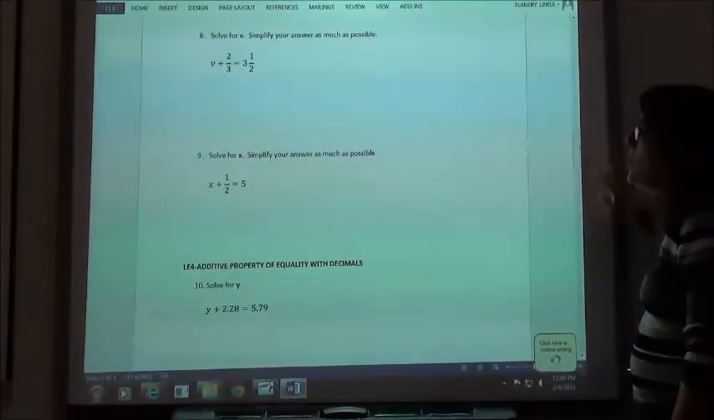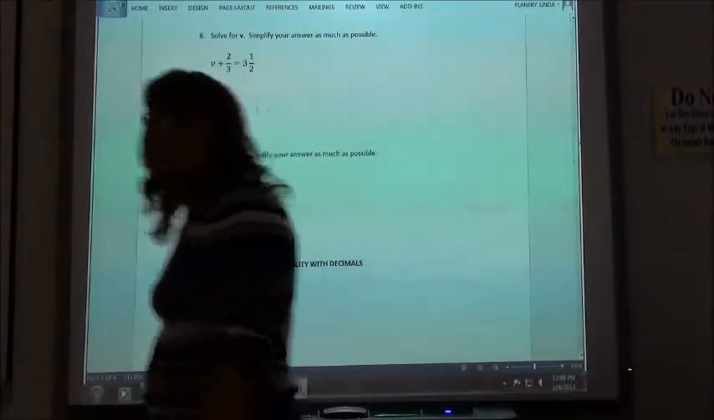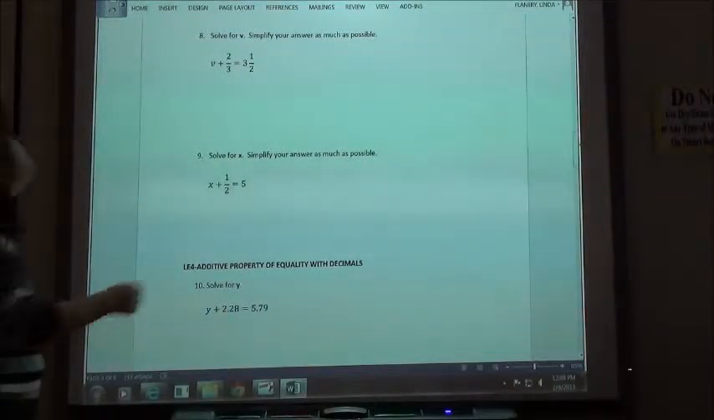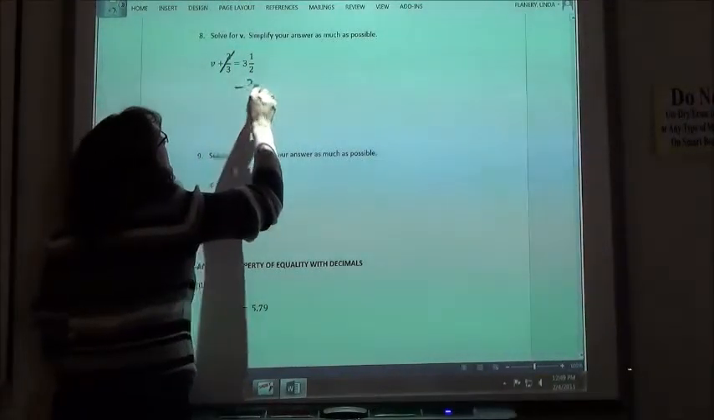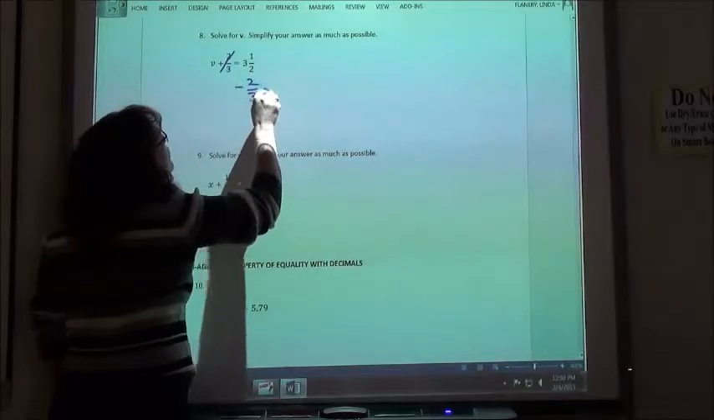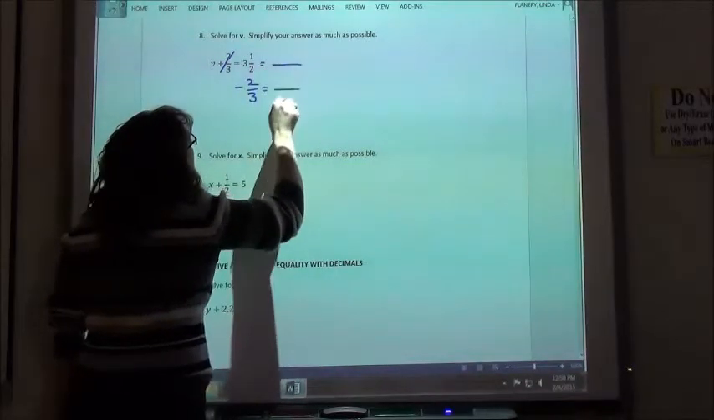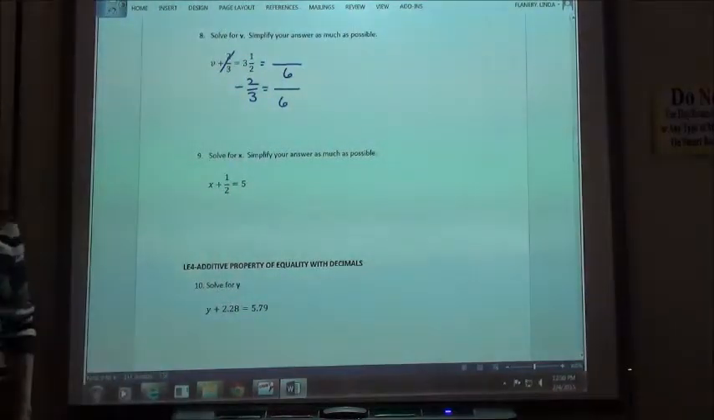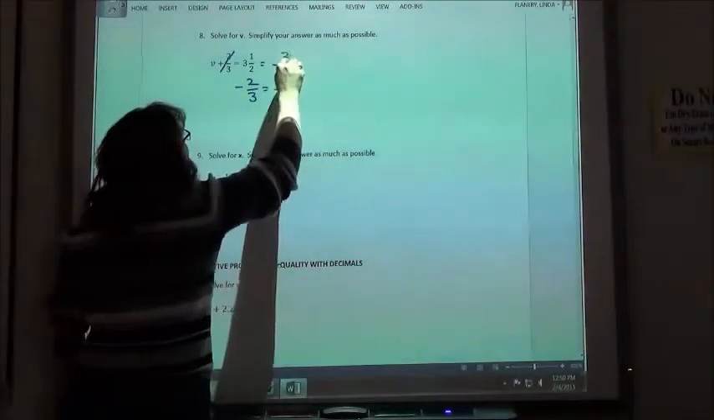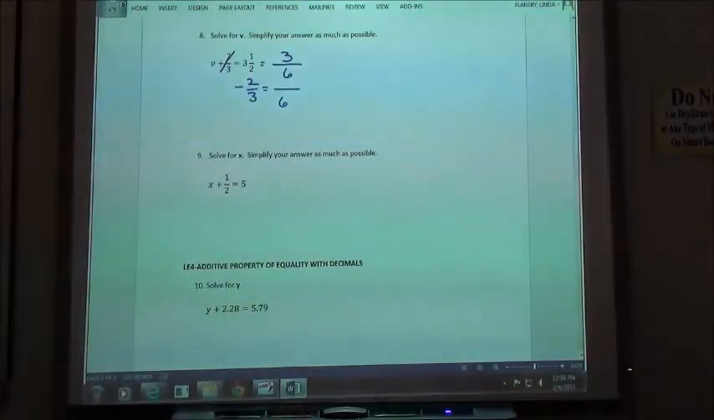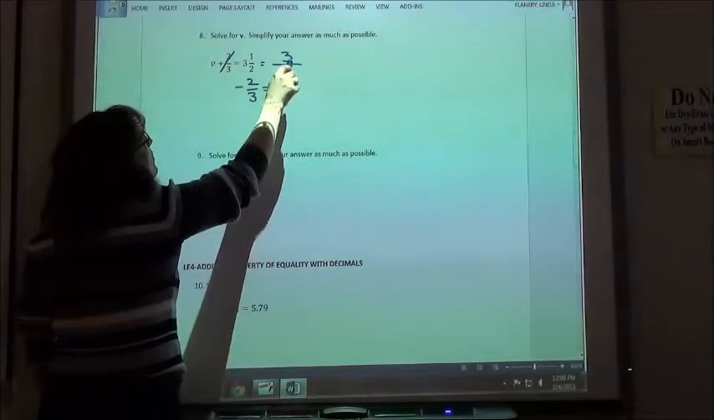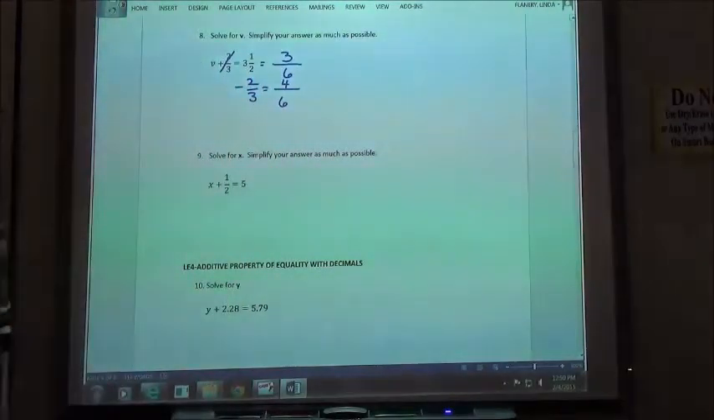So number 8, if I want to solve that for v, what should I do to solve that for v? Move the 2/3 by subtracting. I'm going to subtract my 2/3. Again, I'm subtracting, so I'm going to find my common denominator, which is 6. 1/2 is equal to how many 6ths? 3. 2/3 is equal to how many 6ths? 4. I can't take 4 away from 3, so I end up having to borrow.